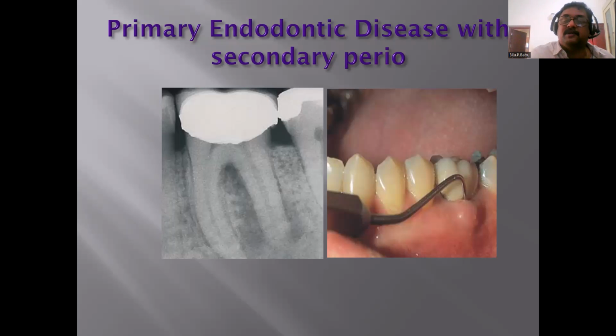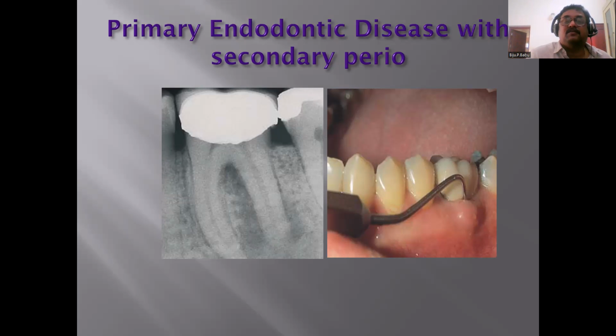If you place gutta-percha in that and track it, it can point you to the apex of the tooth, showing you that this was the communication between the root apex and the periodontium. So when you identify this, check the vitality. Vitality here is very important. You check the vitality of the tooth.